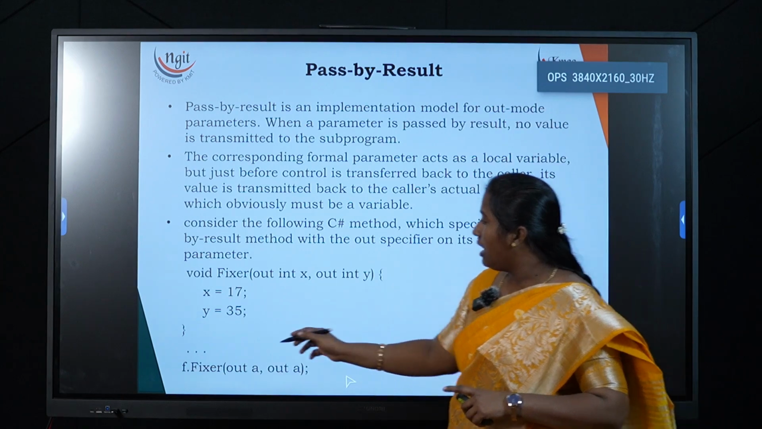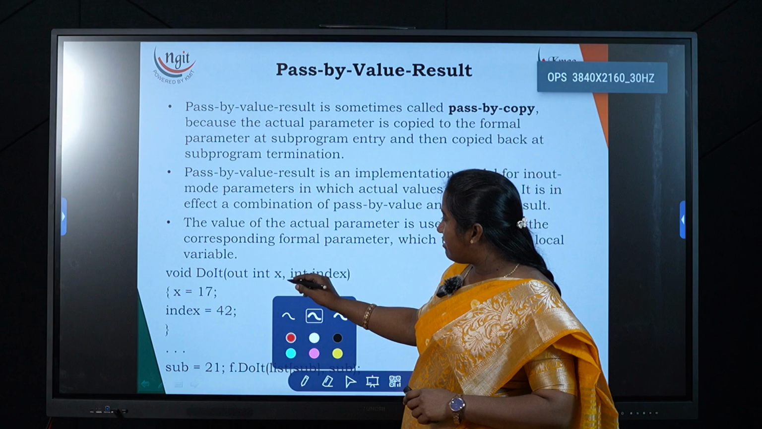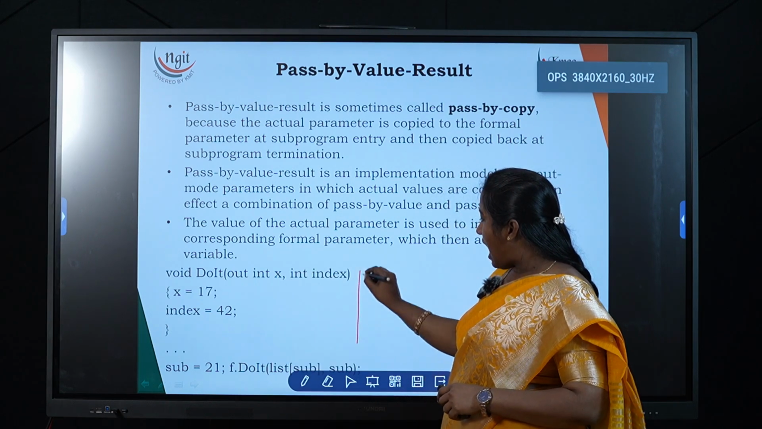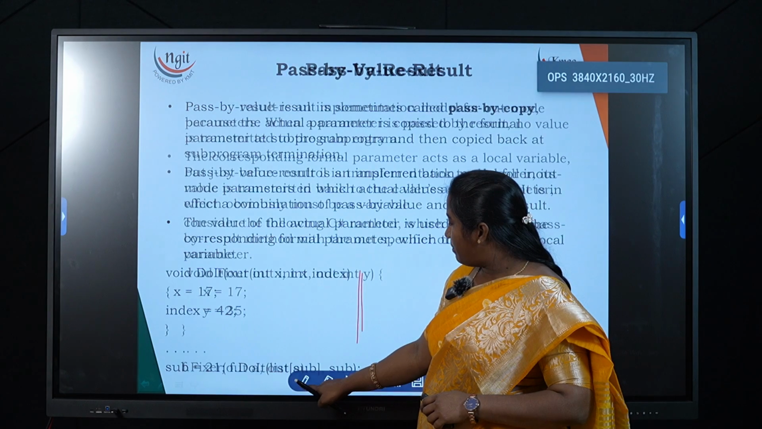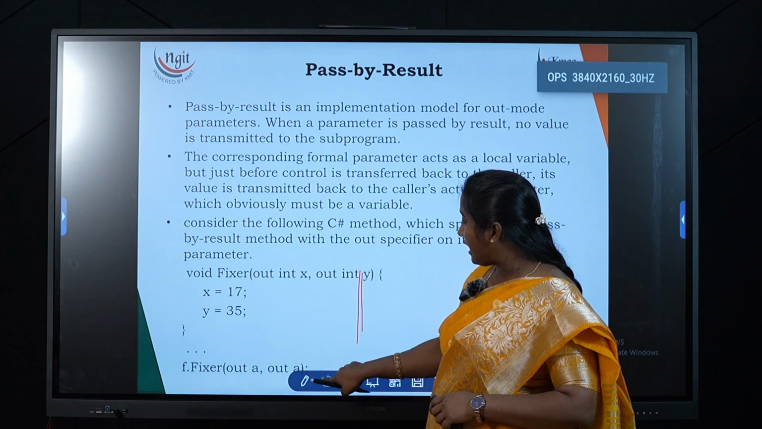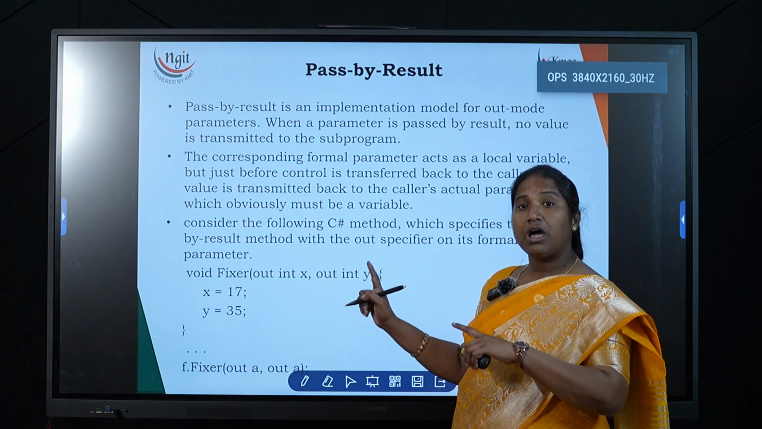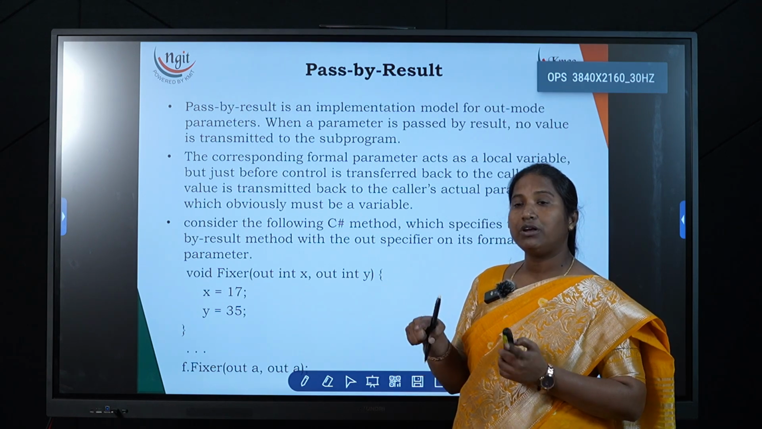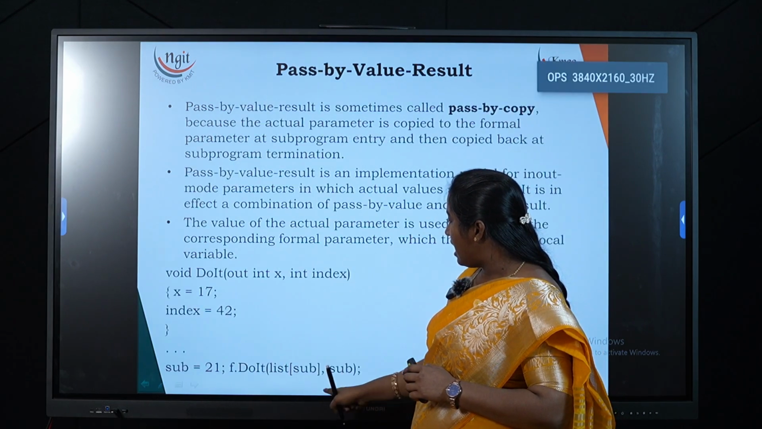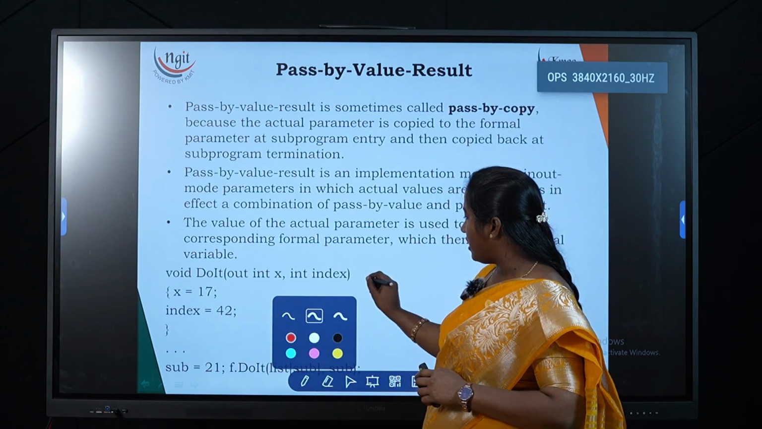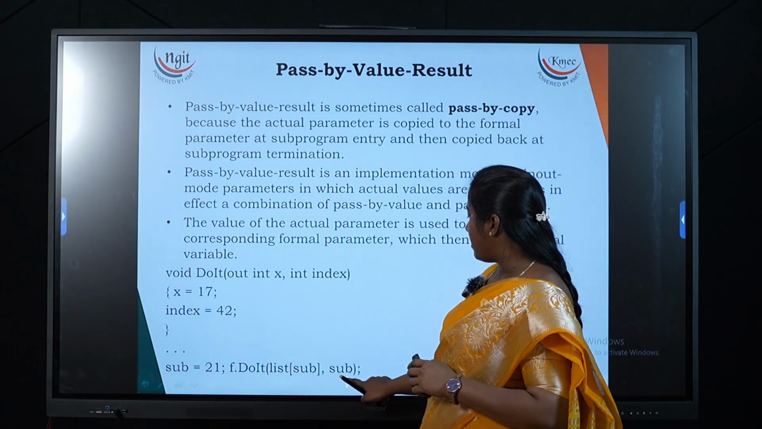Pass by result is what? We'll run one subprogram, and after it runs, it will give some return value, right? Based upon the return value, we'll pass the formal parameter value to the actual parameter. So that is your pass by result. Pass by result is out mode. Pass by value is in mode. So after you run some subprogram, whatsoever value you have here will be given to the actual parameter. This is pass by result. And we also have pass by value result.